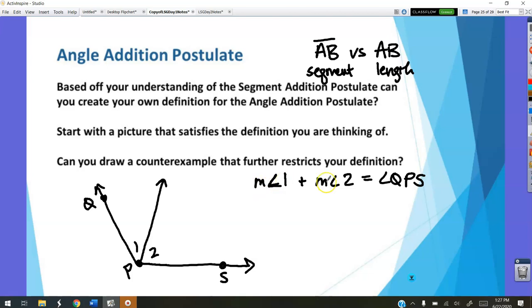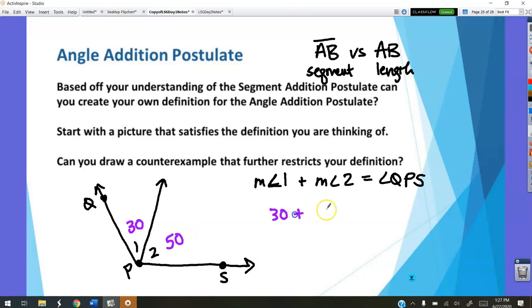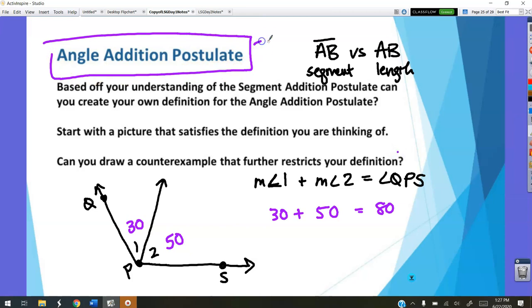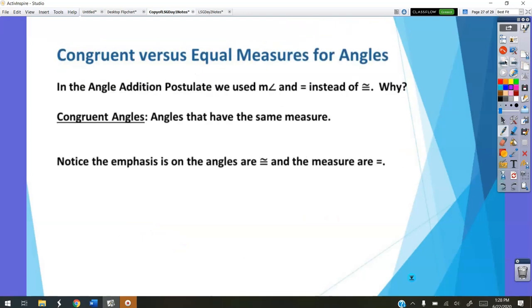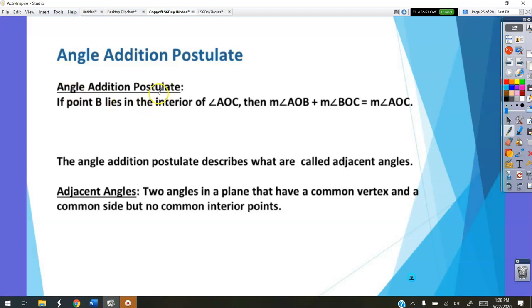Okay, so I could add up 1 and 2. So maybe, for example, if I told you this was 30 and this was 50, then you could say, well, that means the big angle must be equal to 80. So a lot like what we did yesterday, and they get a little bit trickier, but that's the general idea. So one more time, angle addition postulates basically say, again, you can add the parts and set it equal to the whole thing. Okay.